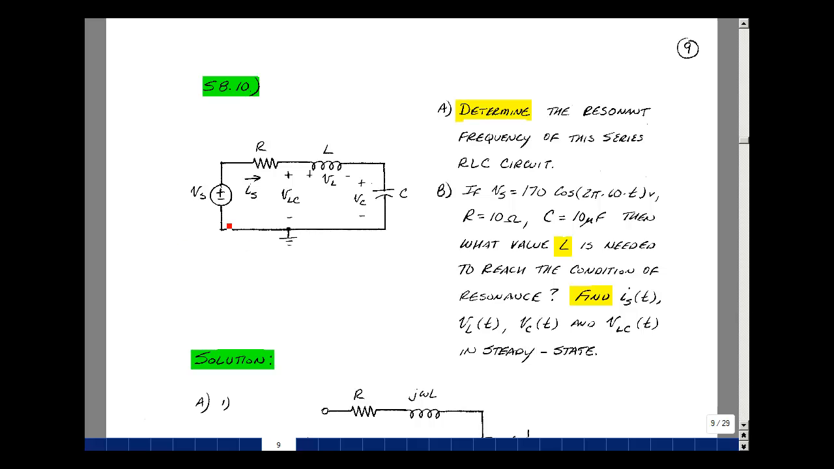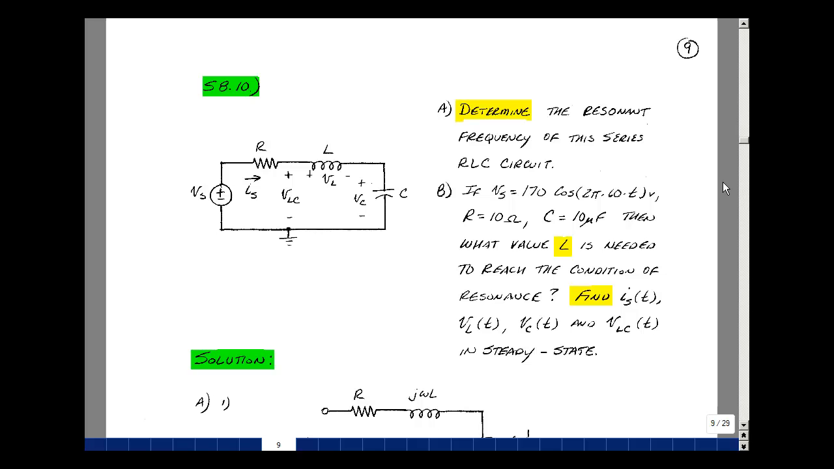Suppose that the input is a line voltage, which would have a magnitude of around 170 volts at a frequency of 60 hertz. Suppose this is a 10 ohm resistor and a 10 microfarad capacitor. Could you solve for the value of L to put this circuit at resonance at 60 hertz? And then could you solve for the current I sub S, V sub L, V sub C, and the voltage across L and C in steady state?